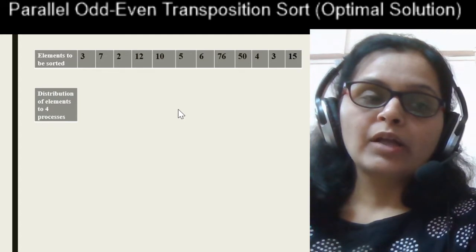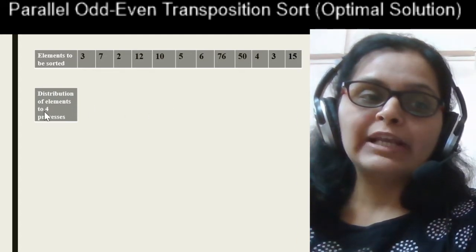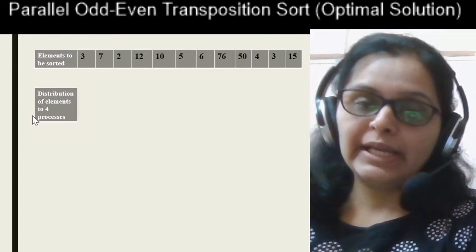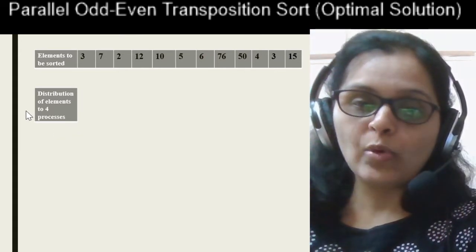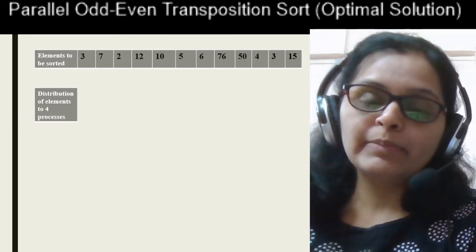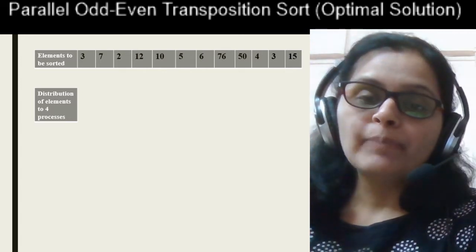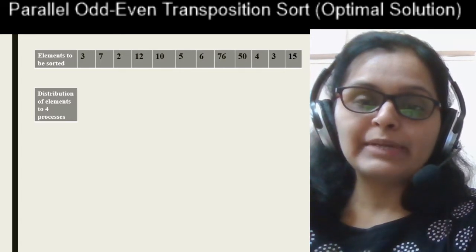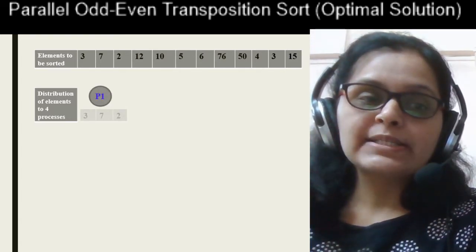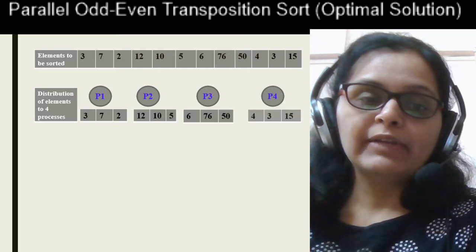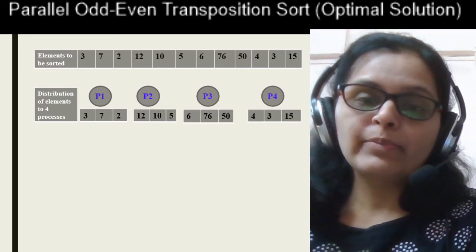Next, the first step is distribution of elements to the 4 processes. So here we are assuming P, that is the number of processes, as 4. So the very first step after the input is to distribute all the input elements to 4 processes, like n by P. So n is the number of elements, P is the number of processes. So let us see what happens. P1 is having 3 elements, P2 is having 3, like this. Equally it is distributed among all 4 processes.